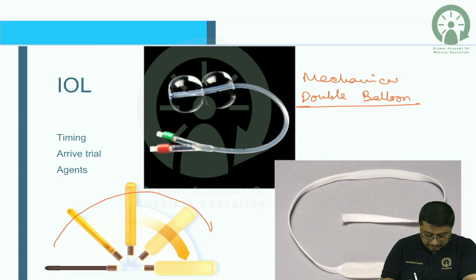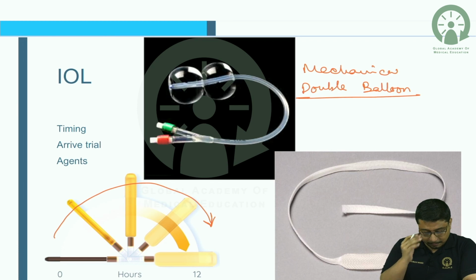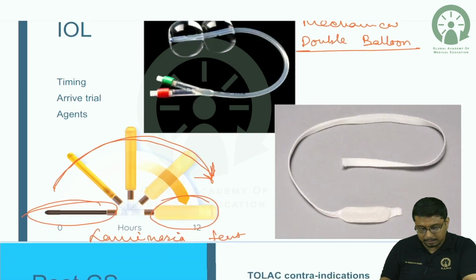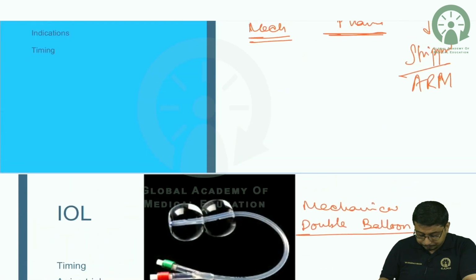So this is a Dilapan. Dilapan is basically a hygroscopic synthetic material. We can also use the organic variant of it, like laminaria tent. So basically it is inserted into the cervix as a very thin thing, and over time it absorbs fluid and becomes thick, and by that time dilates the cervix. So this particular thing is known as Propess. This is not mechanical, this is pharmacological.